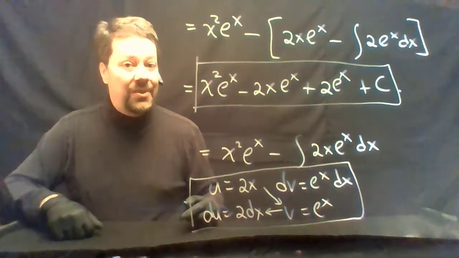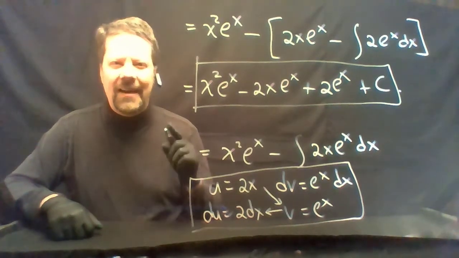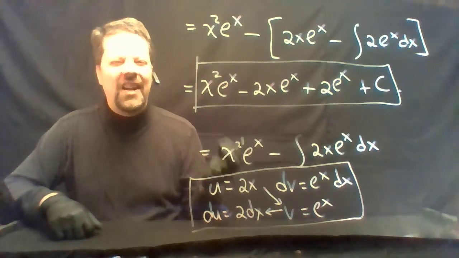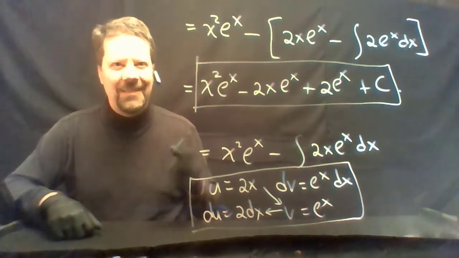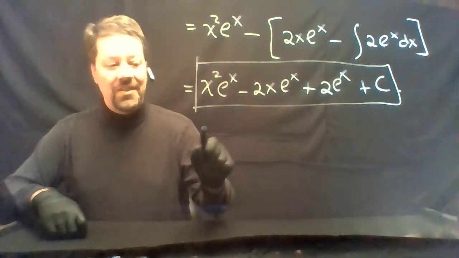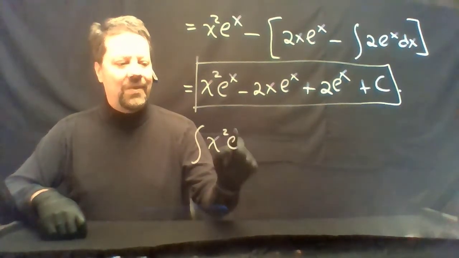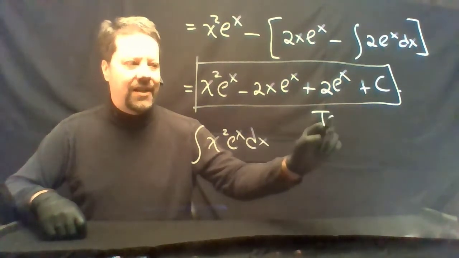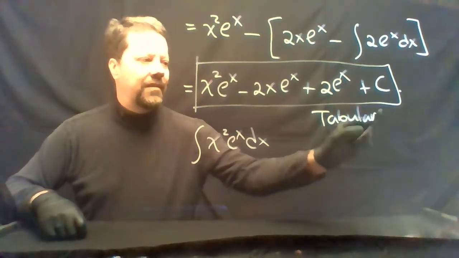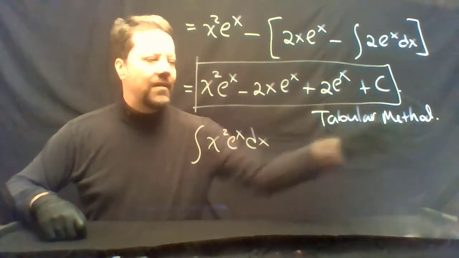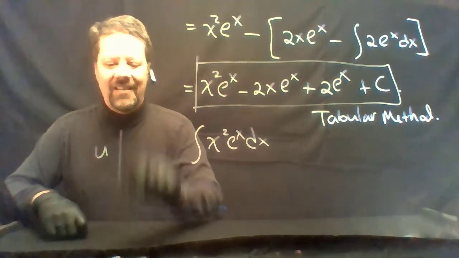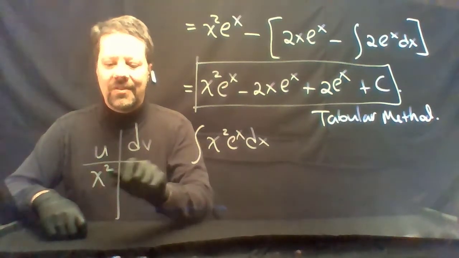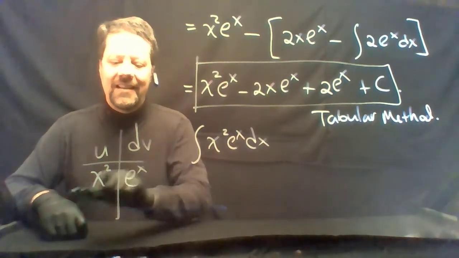We had to do 2 integration by parts here. I would like to show you an alternative method. It's called the tabular method, and you are going to love it. Let me show you. Let's start this over. We're integrating x squared e to the x. This is the tabular method that I'm going to teach you. We're going to make a table. U and dv. U will be x squared and dv will be e to the x.